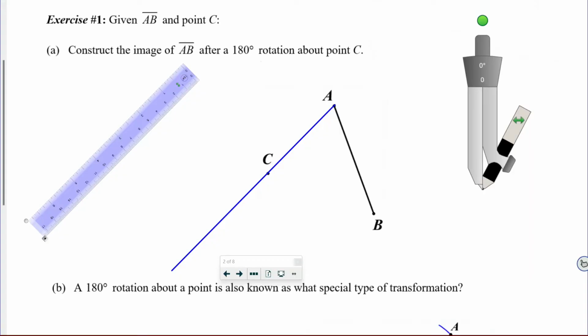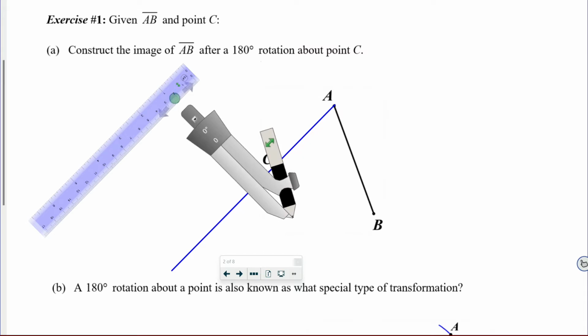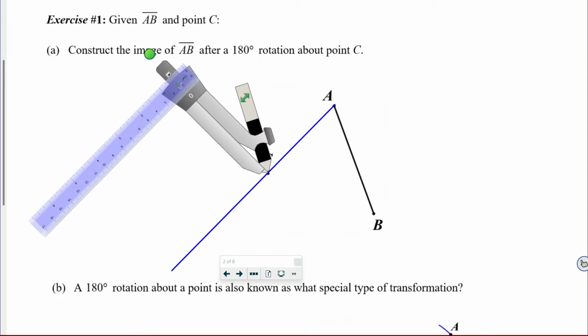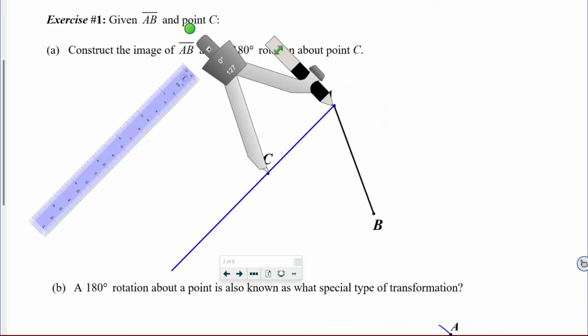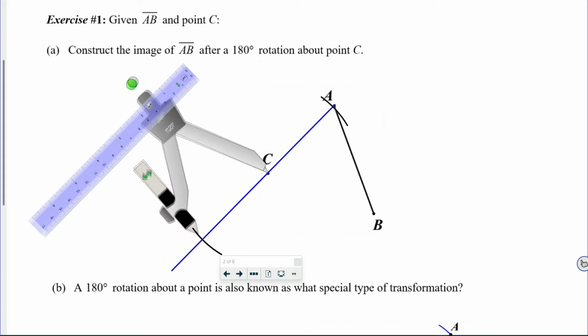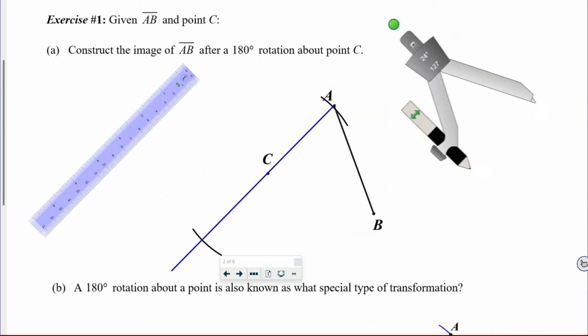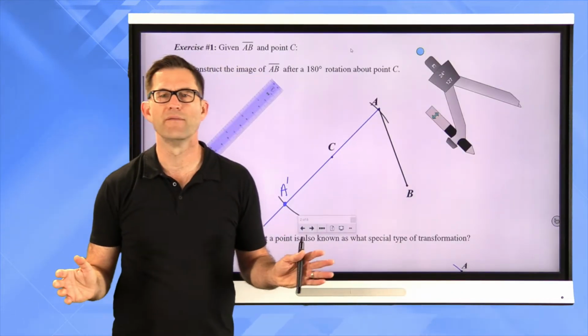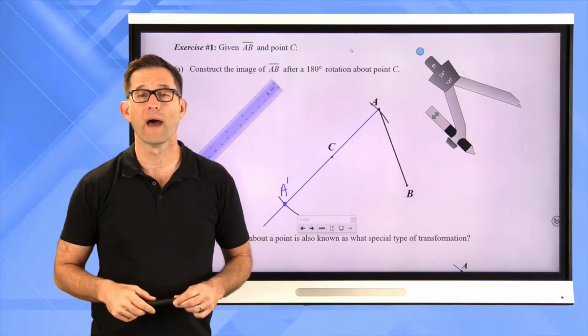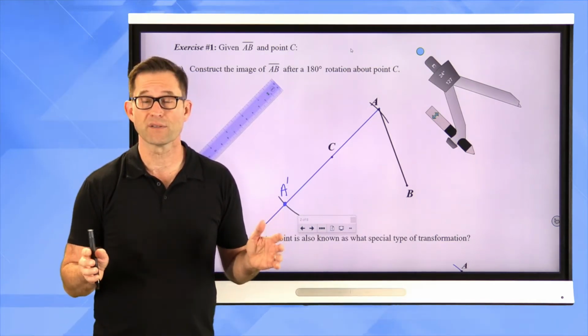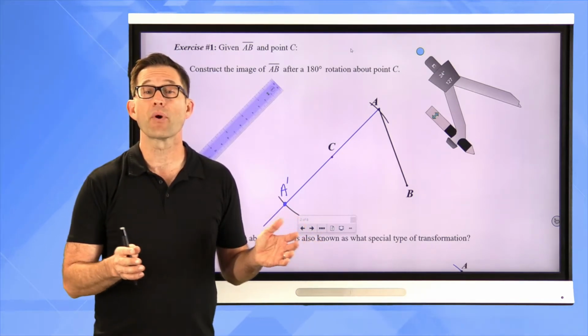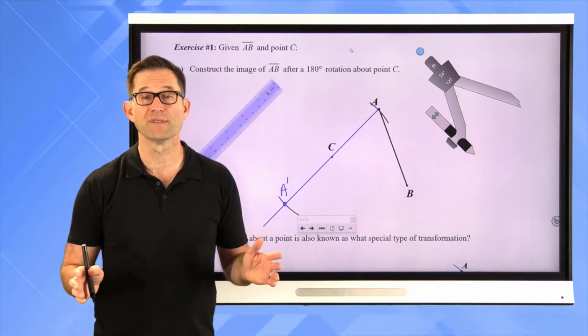So to figure out where A prime lies, I bring my handy dandy compass in, I put the center at point C, I move it out, I measure the radius to point A, and then I'm going to use that on the other side to find where the image of point A lies. So there is my A prime. Simple, right? Very, very easy. I'd like you to pause the video now and figure out where the image of point B lies, where B prime lies, and then connect A prime and B prime with the segment to get our image segment.